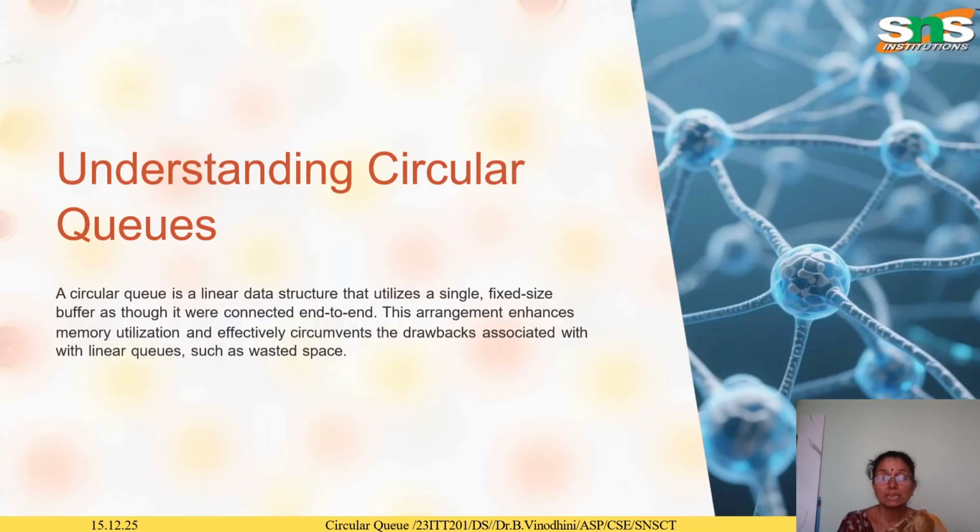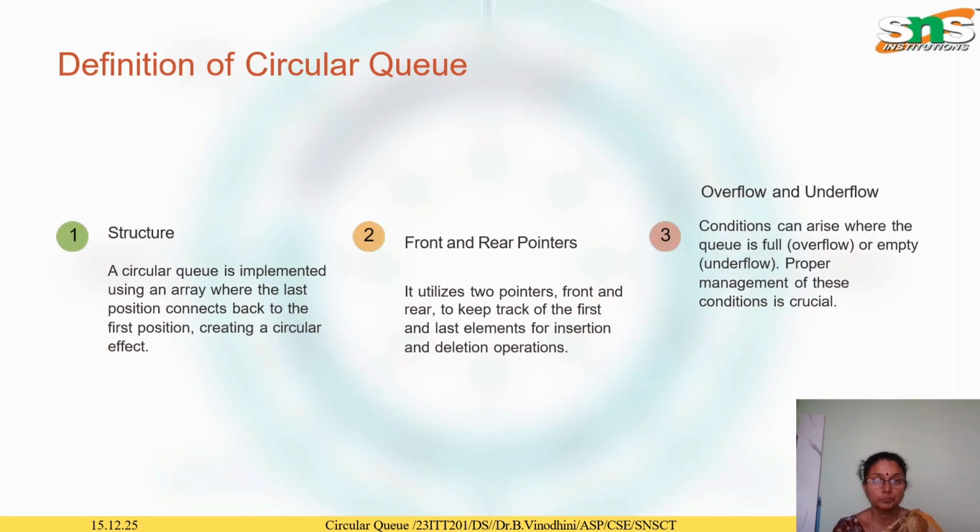So now we will understand what a circular queue is. The circular queue is a linear data structure. It utilizes a single fixed-size buffer, so it is connected end to end. This arrangement enhances the utilization of memory efficiently, and also we can avoid the wastage of space.